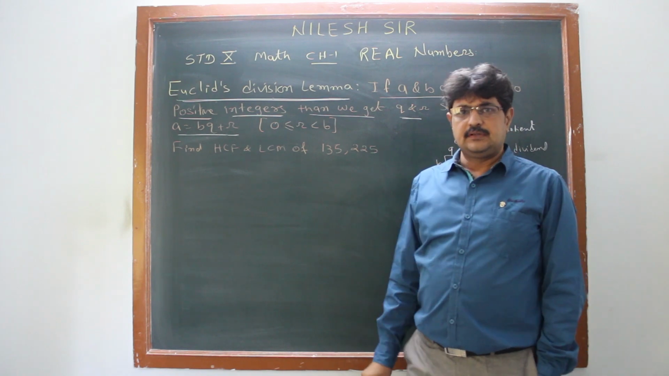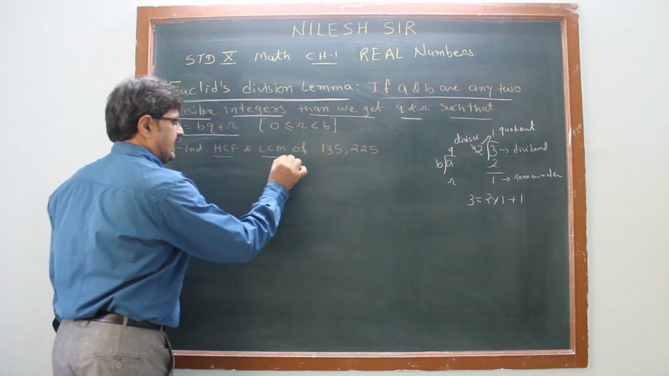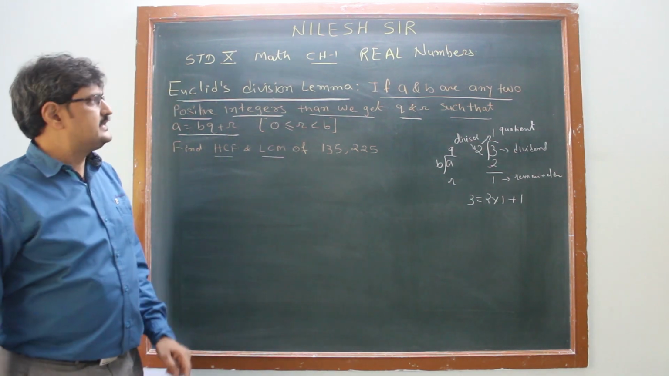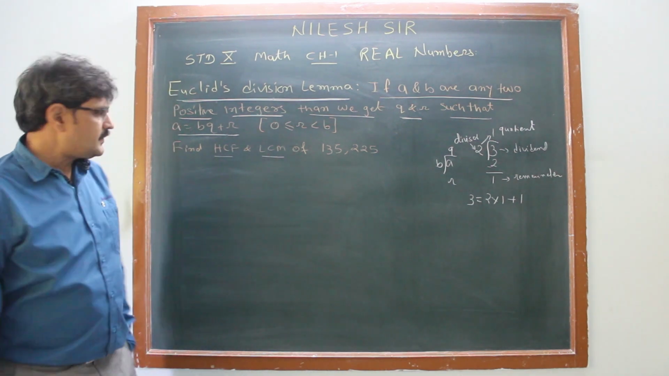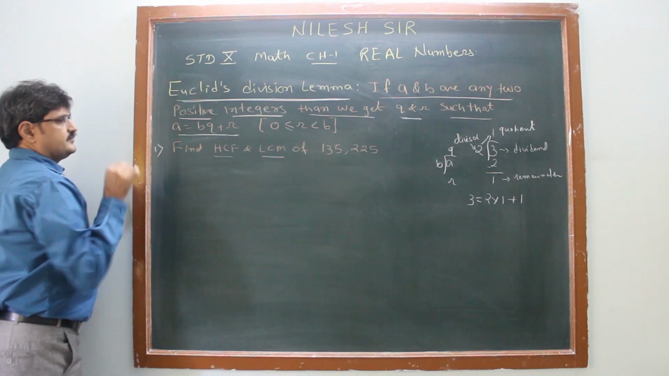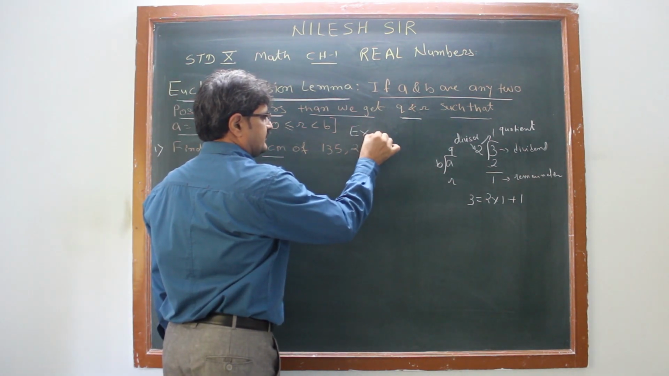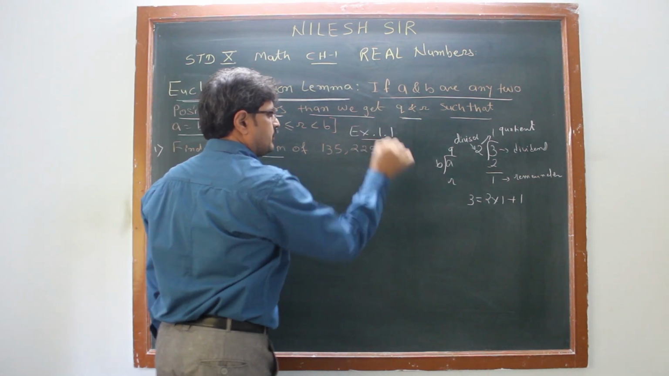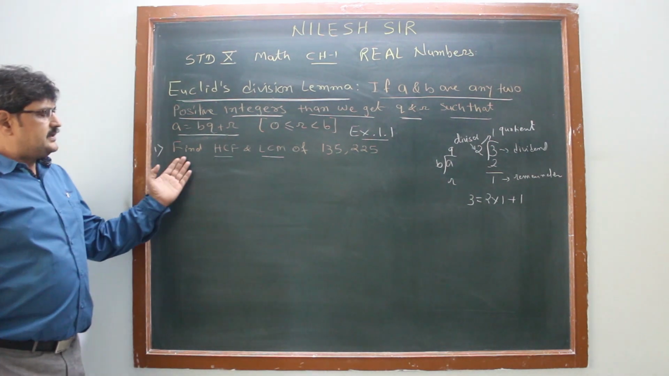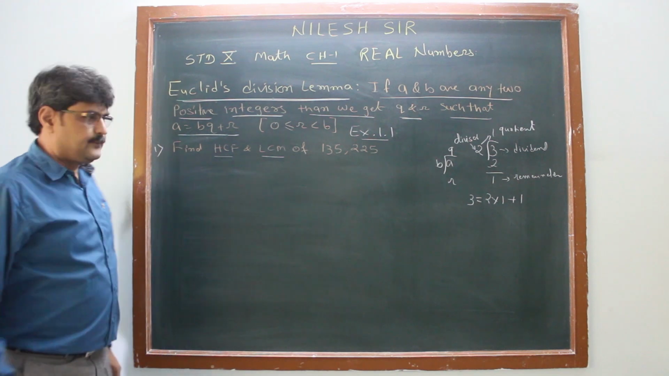Now in this chapter we have to learn how to find HCF and LCM using Euclid's division lemma. I am doing the first sum of exercise 1.1. Find HCF and LCM of 135 and 225.